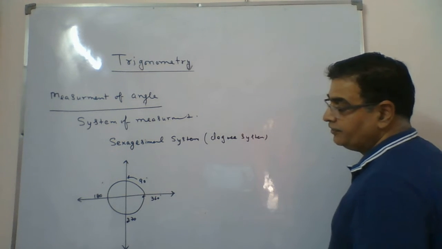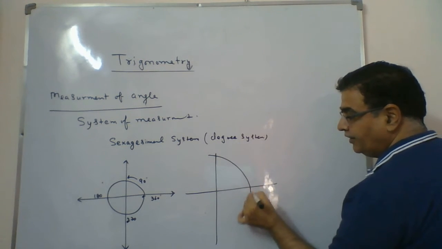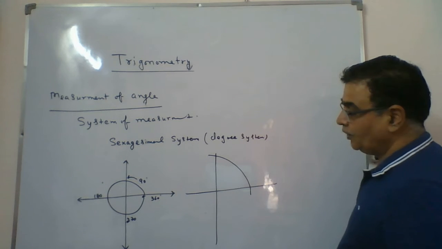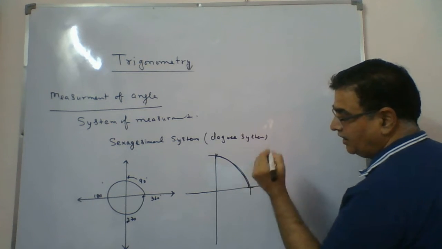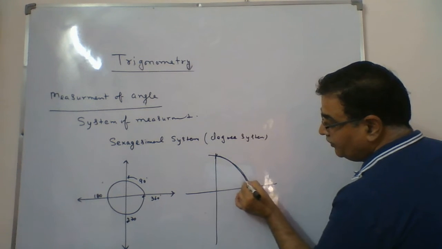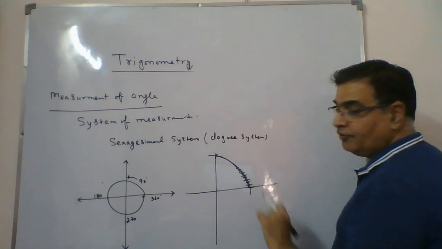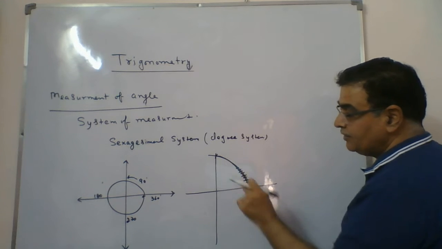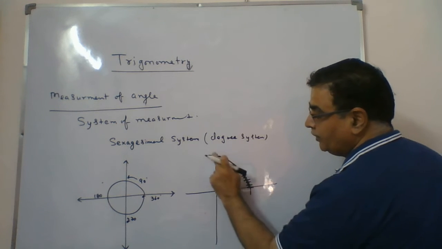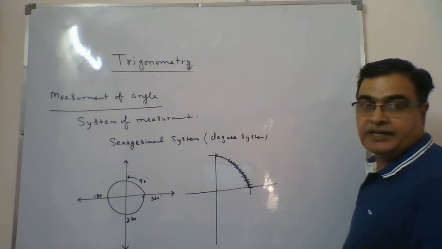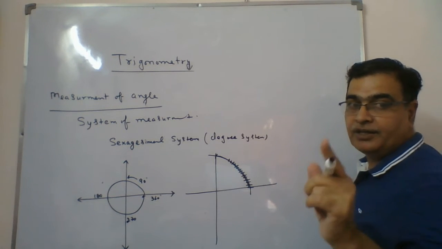So what they are doing in this case, this whole arc, if I take only a quadrant, if I consider the first quadrant, then this quadrant has this much arc. And if we divide this arc into small parts, we are dividing this whole arc into 90 equal parts. From here to here I am dividing this into how many parts? 90. Then whatever one part comes, we call that 1 degree.